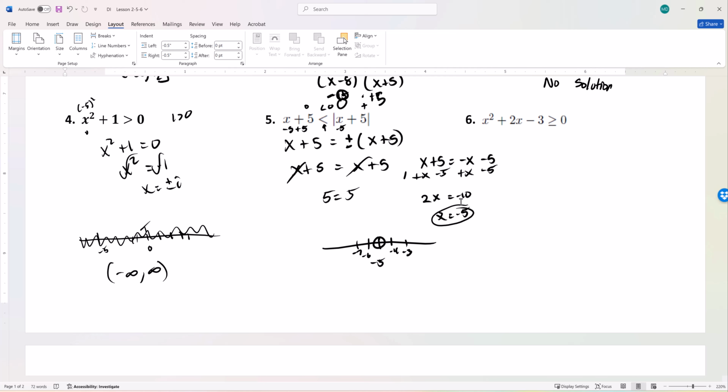So if I plugged in negative 4, negative 4 plus 5 is 1. Is 1 greater than 1? That is false. If I plugged in negative 7, negative 7 plus 5, that's negative 2, but the absolute value of that is positive 2. So is negative 2 less than positive 2? Yes. So this is true. So all these values are true. And so my answer is negative infinity to negative 5.